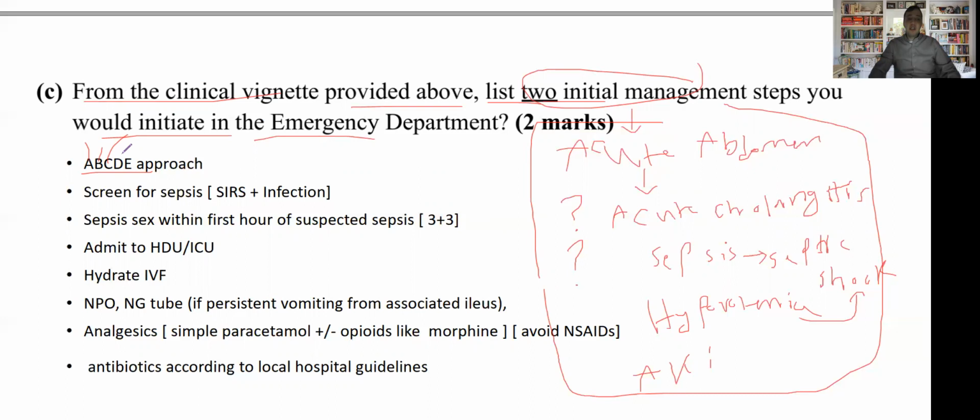So D, I'd like to check the level of consciousness, the AVPU score or GCS score of the patient, and E, environment. I have to treat this patient's temperature because the patient is febrile, and I would like to consider admission of this patient to either the high dependency unit or to ICU. So admission to HDU or ICU in terms of environment. So this is the approach. I think it is a correct approach.